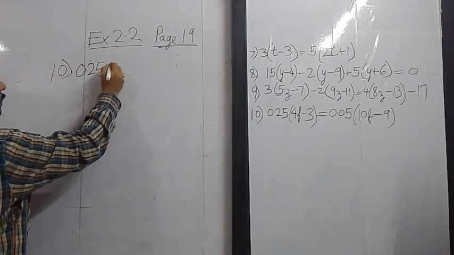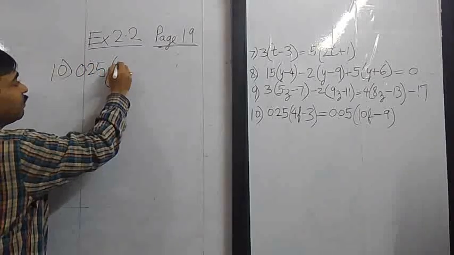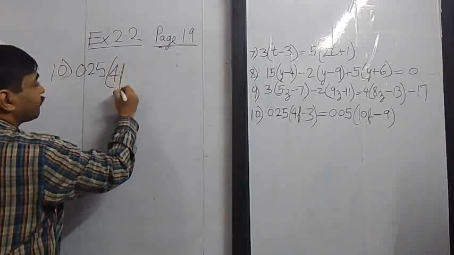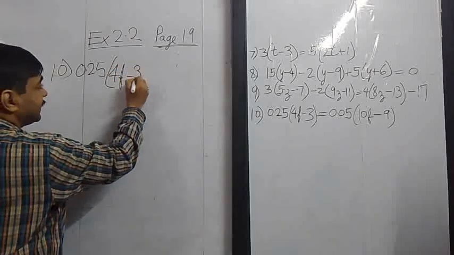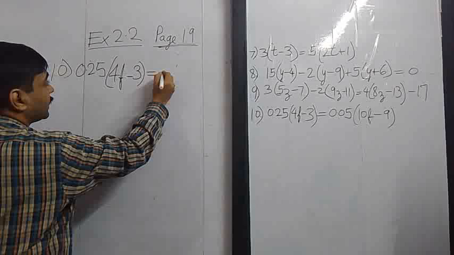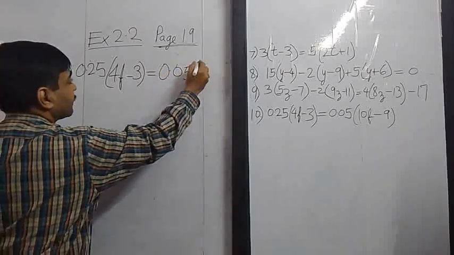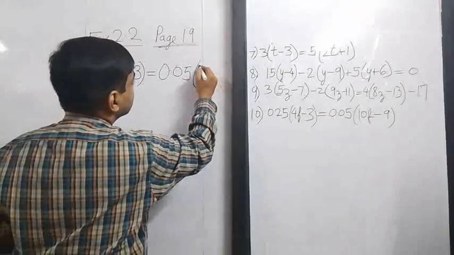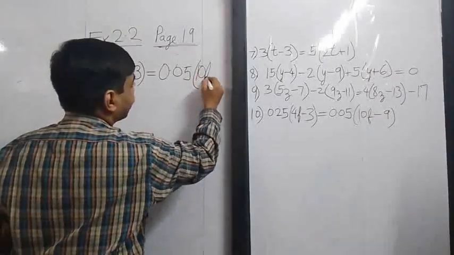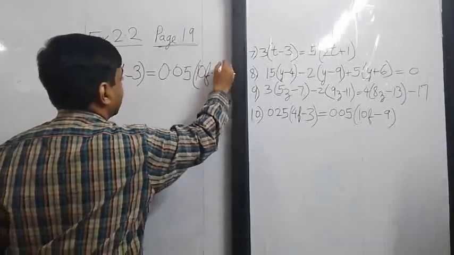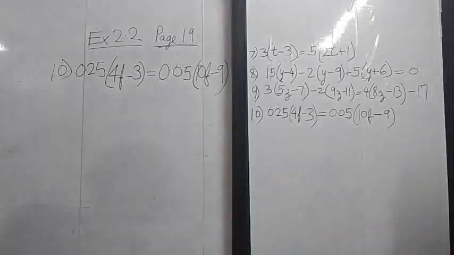0.25 multiplied by (4f minus 3) equals 0.05 into (10f minus 9). Looking at this equation, what do you observe?